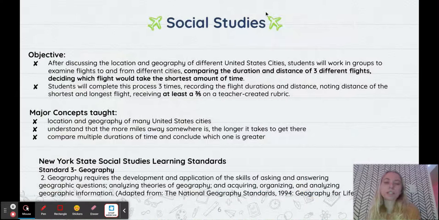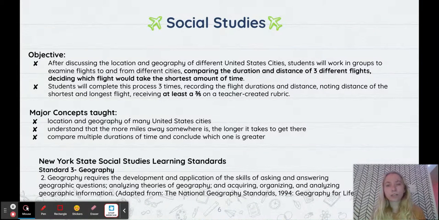The social studies lesson for this unit, the objective: after discussing the location and geography of different United States cities, students will work in groups to examine flights to and from different cities, comparing the duration and distance of 3 different flights, deciding which flight would take the shortest amount of time. Students will complete this process 3 times, recording the flight duration and distance, noting the distance of the shortest and longest flight, receiving at least a 3 out of 5 on a teacher-created rubric.